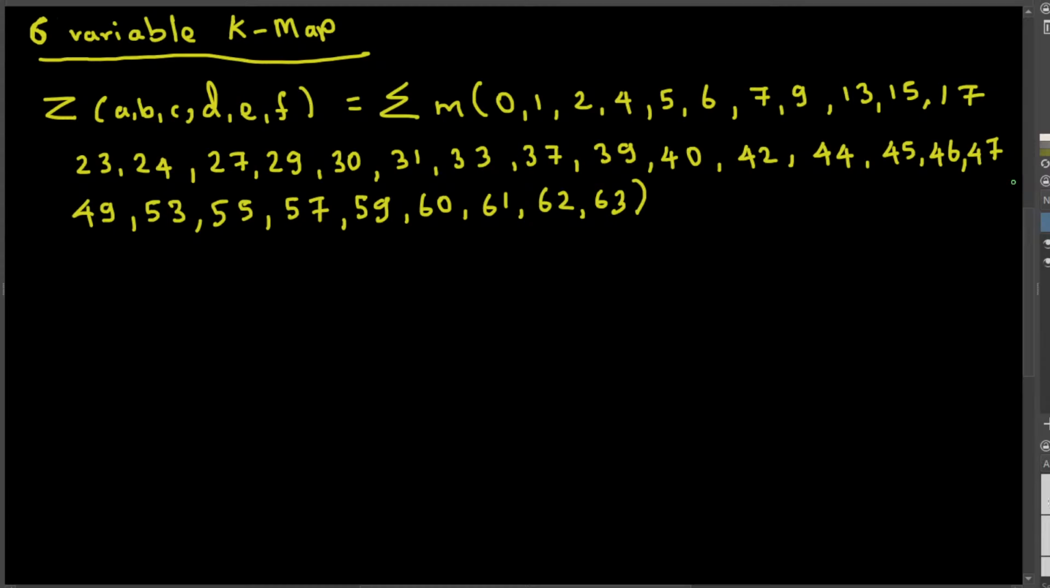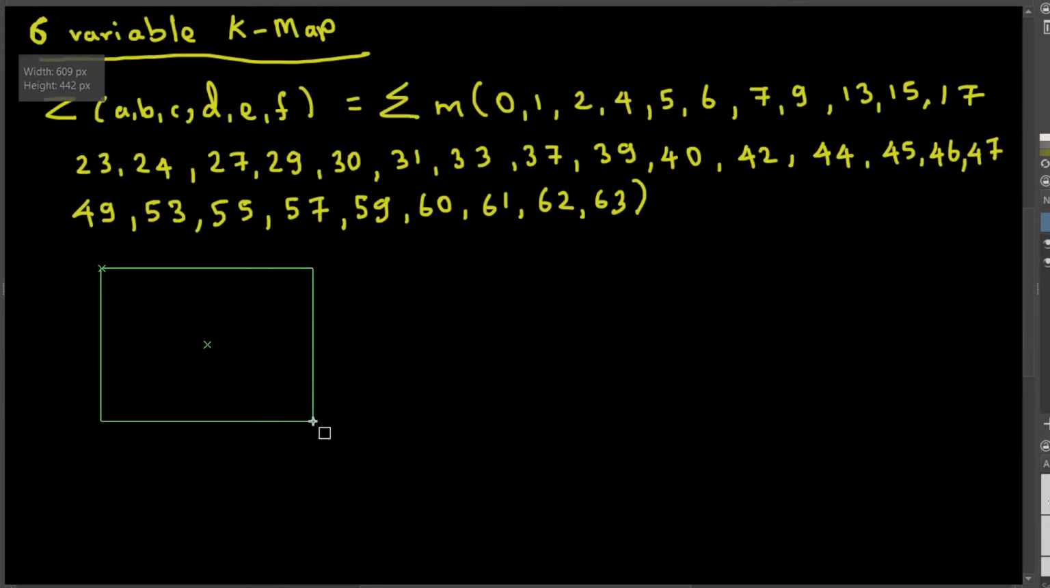What's going on, guys? In this video we are going to see the 6 variable KMap. Here you can see we have A, B, C, D, E, F, 6 variables. Actually, for 6 variables, we have to draw a 6 variable KMap. To draw the 6 variable KMap, what we have to do is take 4 input KMaps. So it's going to look like this.